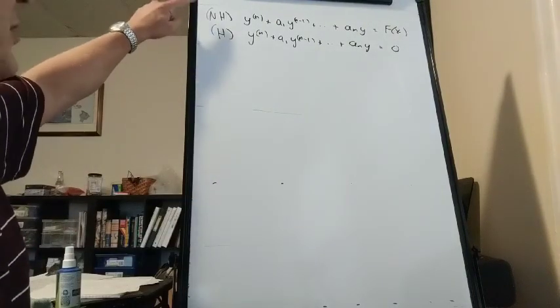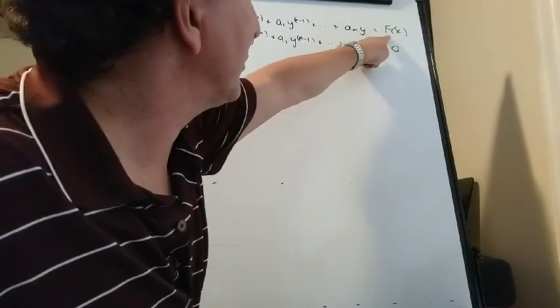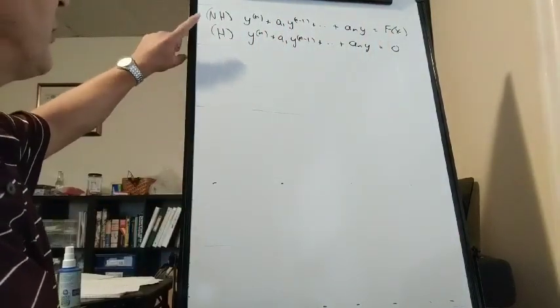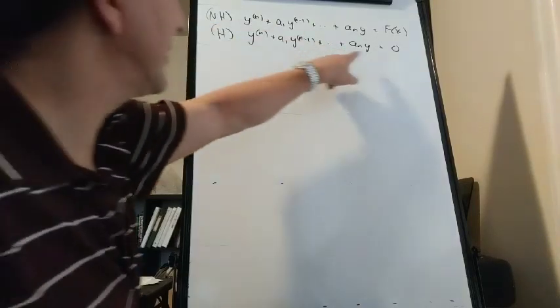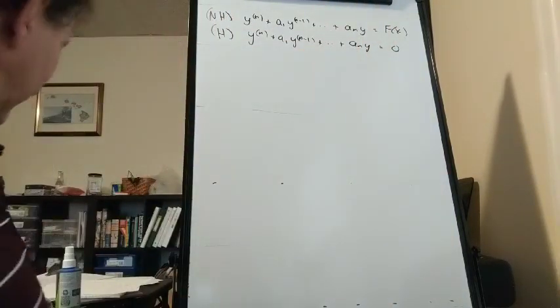So we have a non-homogeneous differential equation, non-homogeneous because we've got a function f of x on the right-hand side, which is not 0, and the corresponding homogeneous differential equation is the same, where we replace f of x by 0.